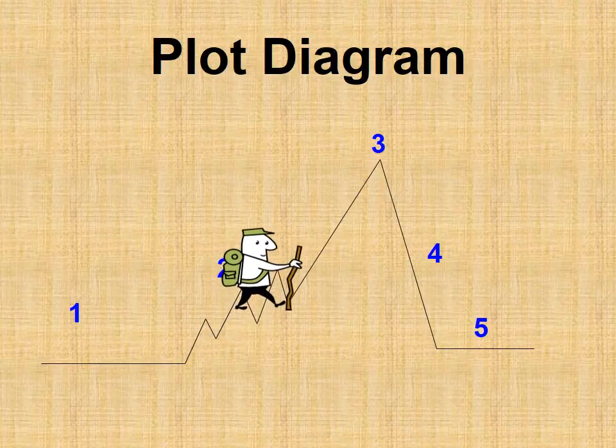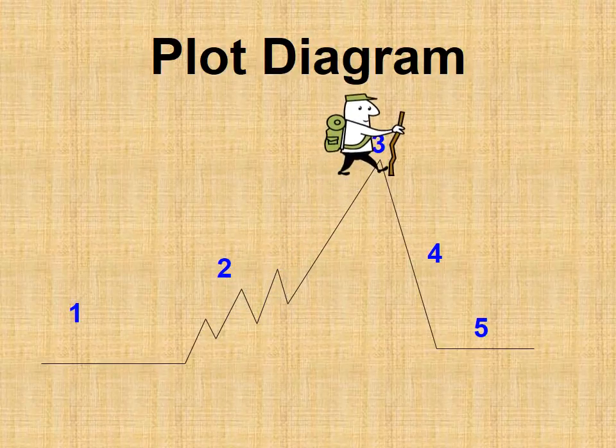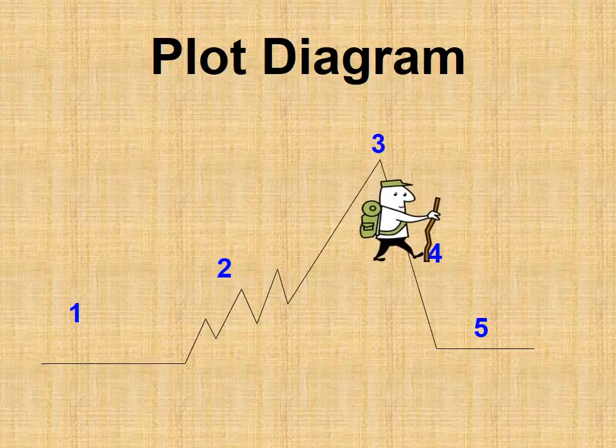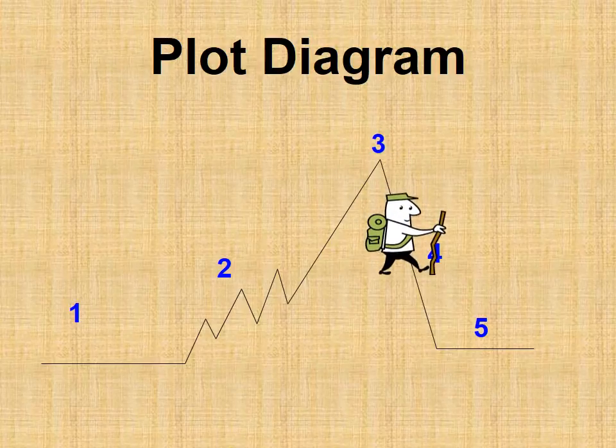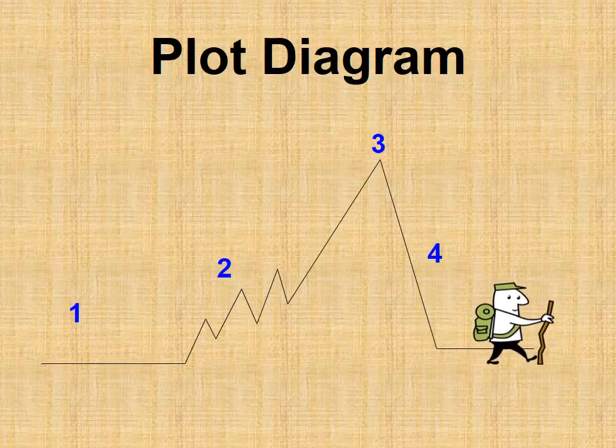Line number 2 is the rising action. Line number 3 is the climax. The descent to line 4 is the falling action. And then line number 5 takes us out to the resolution.